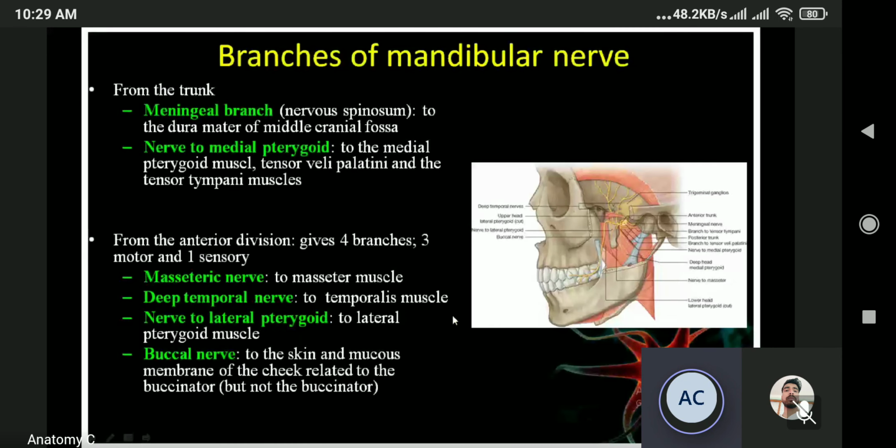Now the next one, you just read by yourself. This one is from the trunk. We have the meningeal branch, nerve to medial pterygoid, masseteric nerve, deep temporal nerve, lateral pterygoid, and buccal nerve. This will arise from the anterior division.